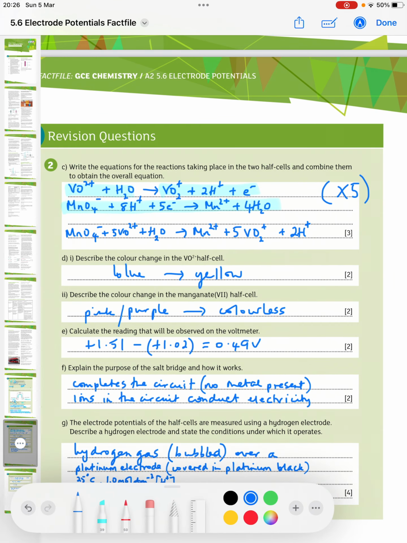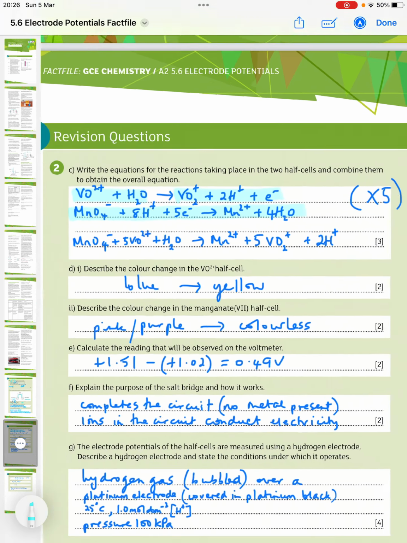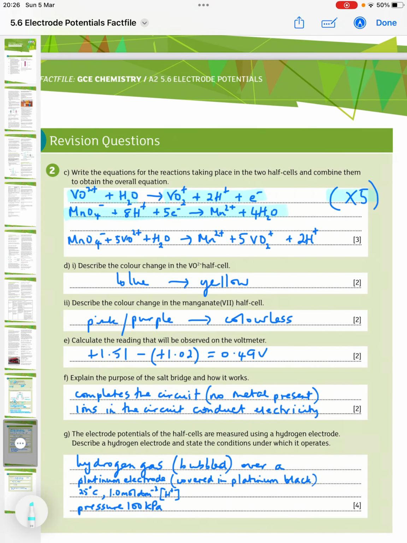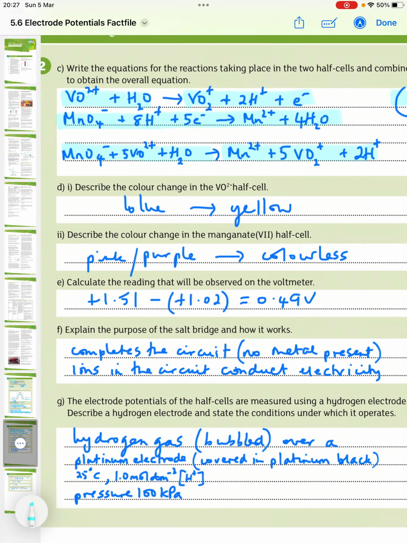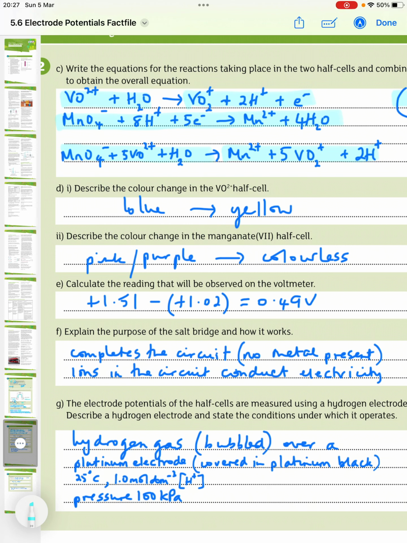Now to give the overall equation, we simply have to add them together. We've got 1 electron in the vanadium equation and 5 in the manganese, so we multiply the top one by 5, and then we can cancel out the electrons and some of the waters, and that will give us eventually MnO4 minus plus 5VO2+ plus H2O gives you Mn2+ plus 5VO2+ plus 2H+. The colour change in the VO2+ half cell goes from blue to yellow. And the colour change in the manganate half cell is pink/purple to colourless.